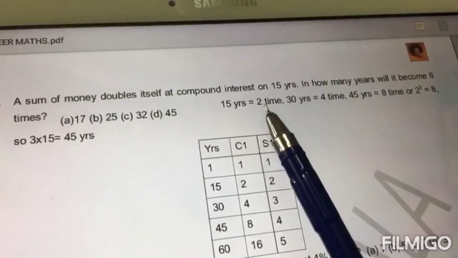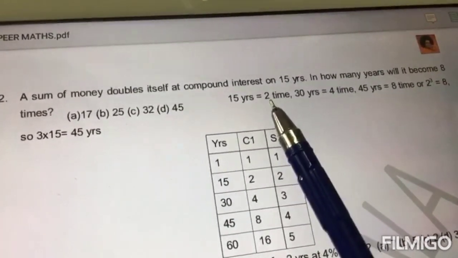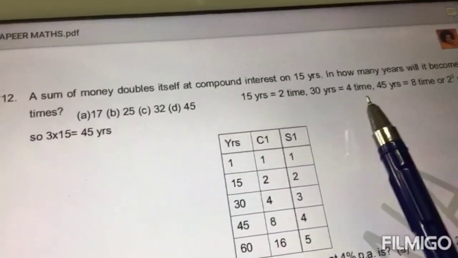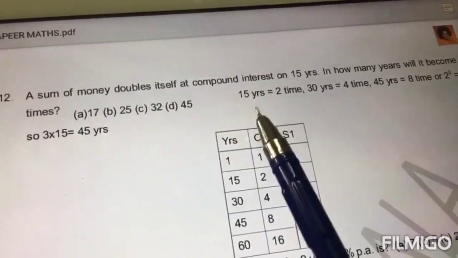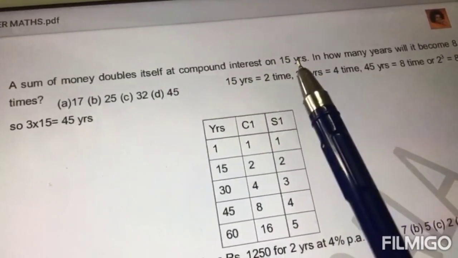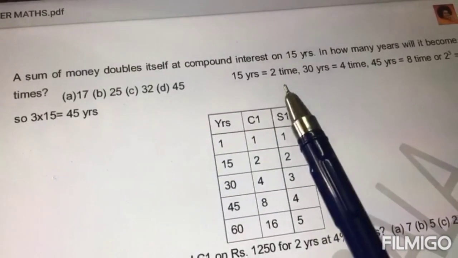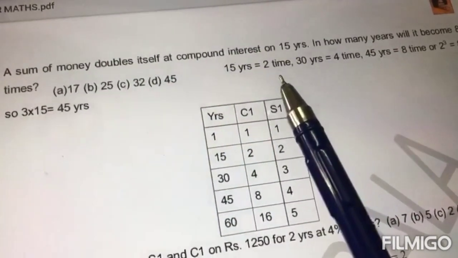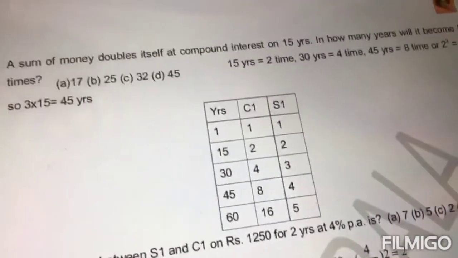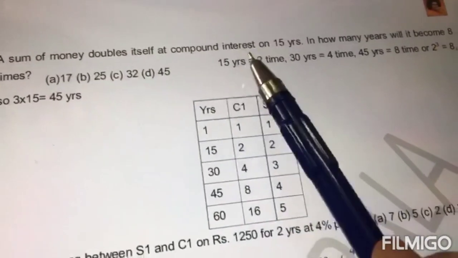So in 15 years, the amount is doubling, that is, it is becoming 2 times. P is becoming 2 times. So in 30 years it will become 4 times. How? It will be 2 squared, because it is compound interest.